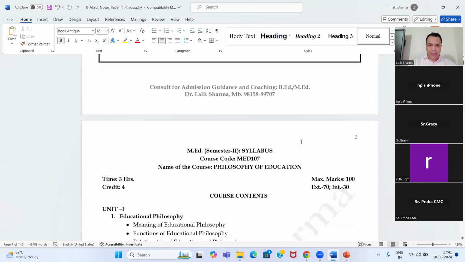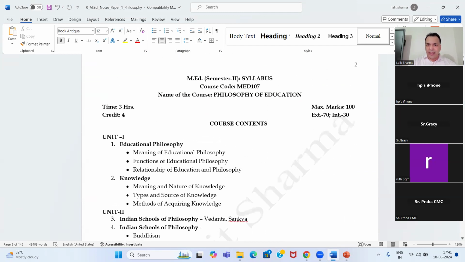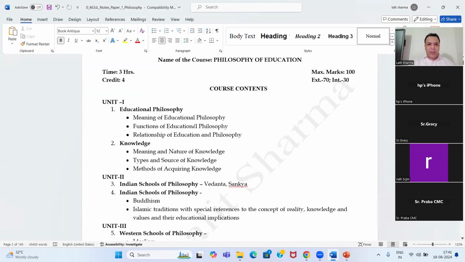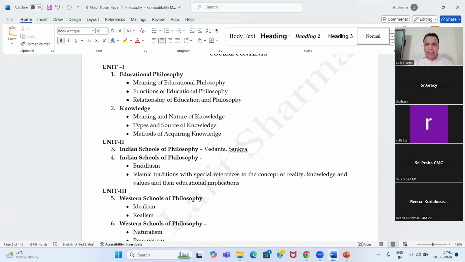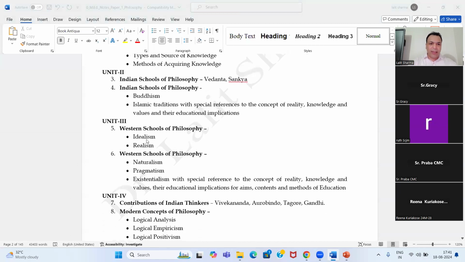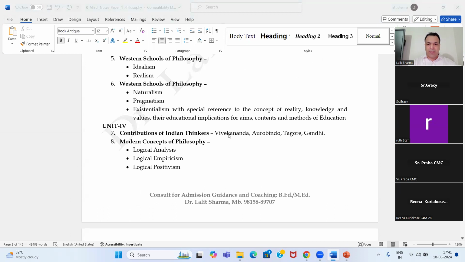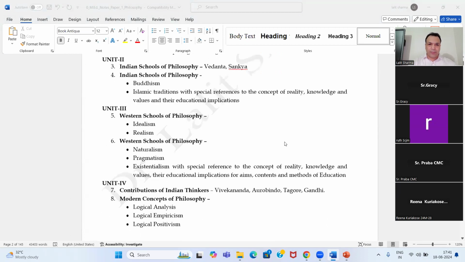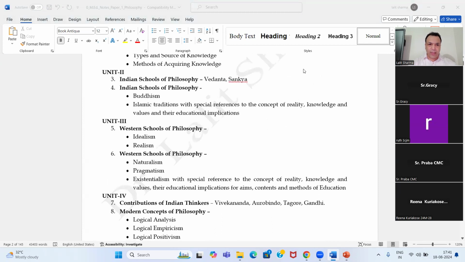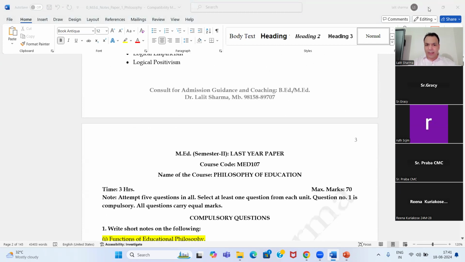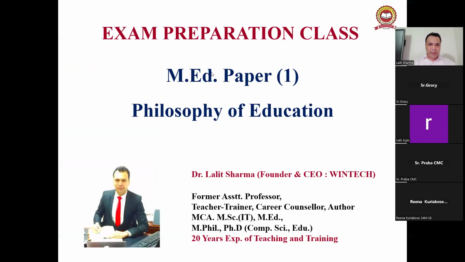So I start with the syllabus. This is your syllabus, philosophy of education, right? Just see the syllabus. In Unit 1, educational philosophy and knowledge. Then please mute yourself, all of you. Then Indian School of Philosophy, then Western School of Philosophy, right? Unit 3 and then the 4th is the contributions of the Indian thinkers: Vivekananda, Aurobindo, Tagore, and Gandhi, right? So this is all about the syllabus. First I come to the slide.